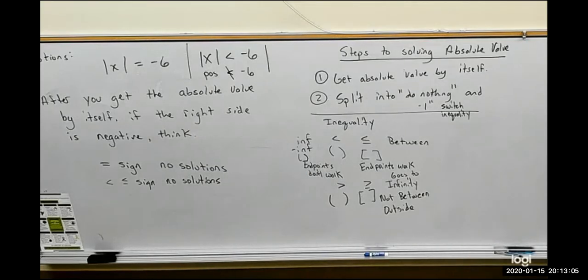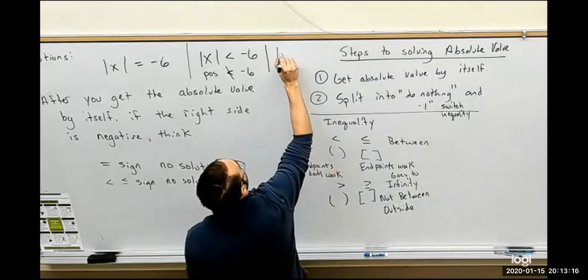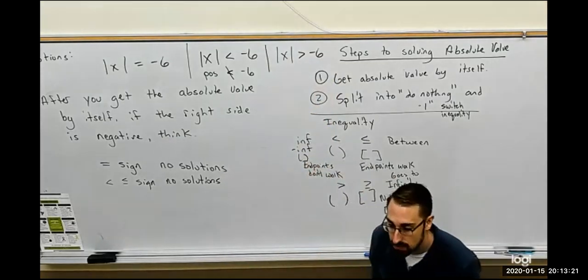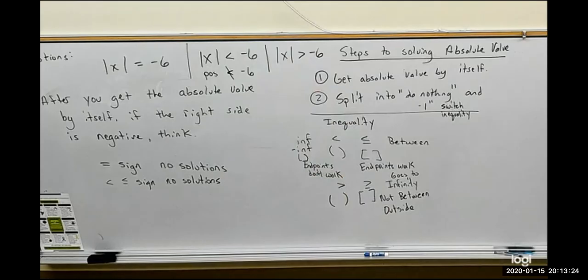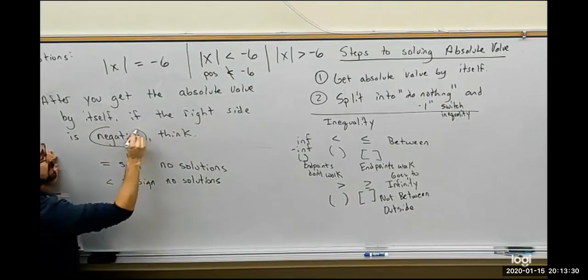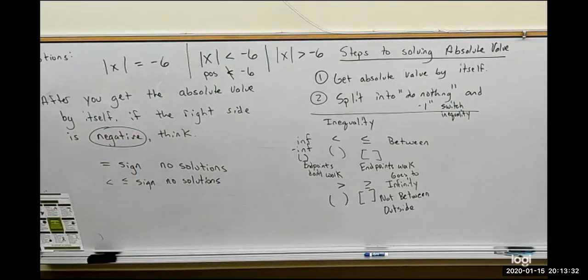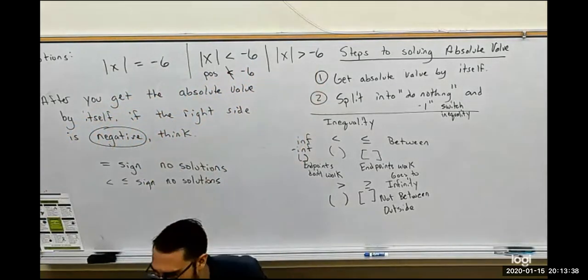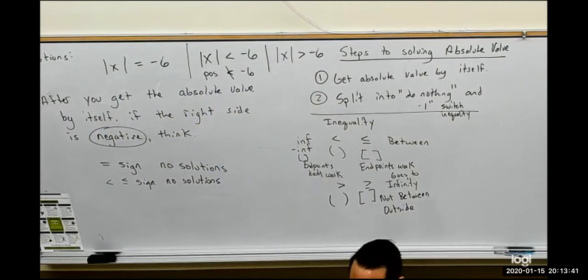Question. The greater than? Absolute value of x is greater than negative 6. Or does that only apply if what's on the other side of that is negative? This only applies, everything only applies, if the right side is negative. You're exactly right. The only time the exceptions apply is when the right side of the equation is a negative number. Excellent question. I'm glad we got to the bottom of that one.